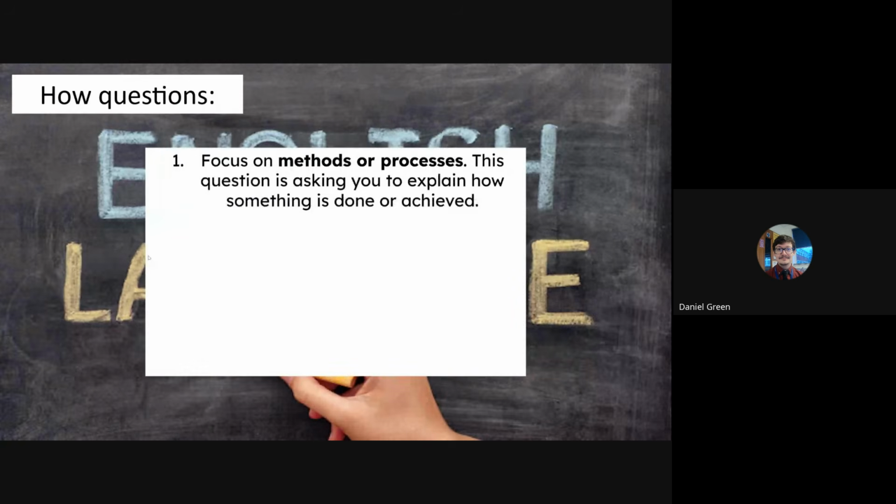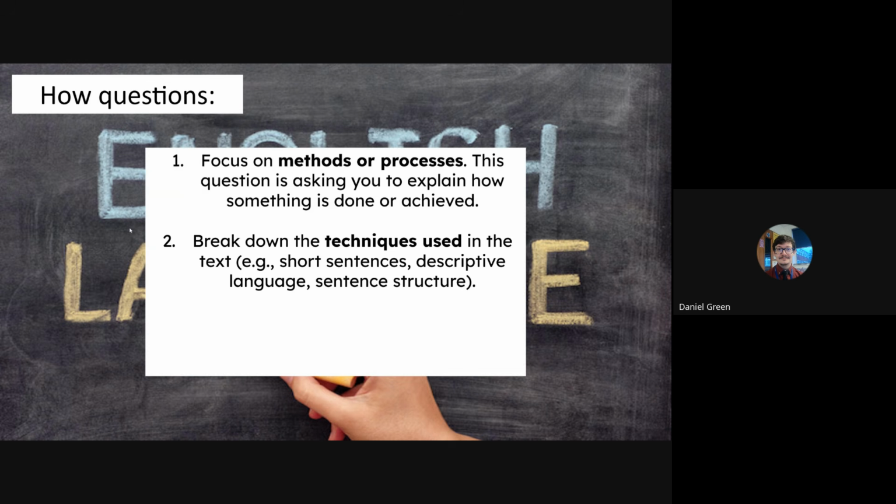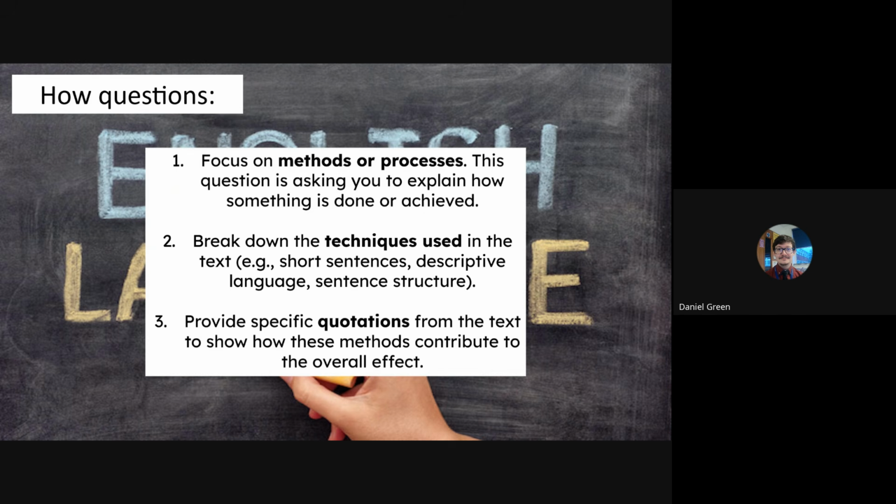So first of all, for how questions, just to keep this in mind as you go through it, focus on methods or processes. Questions for how questions tend to ask you to explain how something is done or achieved, okay? Break down the techniques that are used. So for example, short sentences, descriptive language, sentence structure, and also specific techniques such as alliteration and so on, if the question allows it. Don't just technique spot. So don't just say, oh, they use alliteration here. You need to explain why that may persuade you or why that may be important to the overall question. And also provide specific quotations from the text to show how those methods contribute to the overall effect, okay?